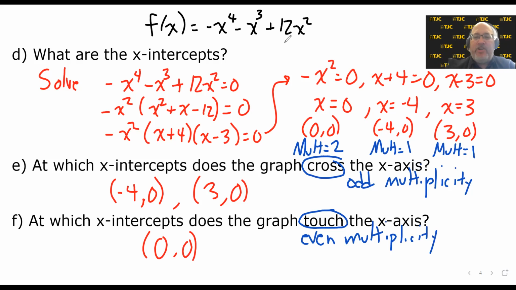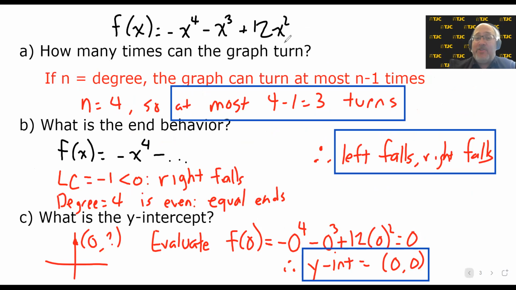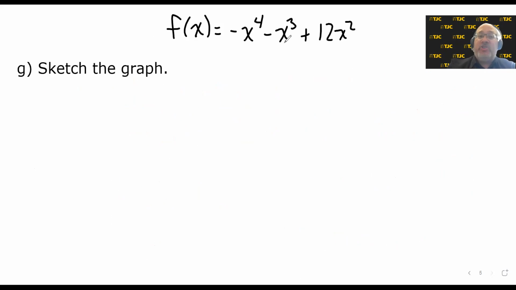We got a lot of information here. We've got where it crosses the x-axis, where it touches the x-axis, where it crosses the y-axis, what the ends do, and how many times it can turn. And believe it or not, that is enough information to get a decent picture of this graph. This part G is to sketch the graph.